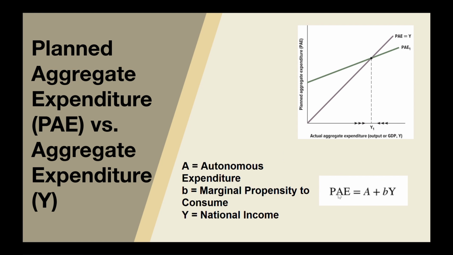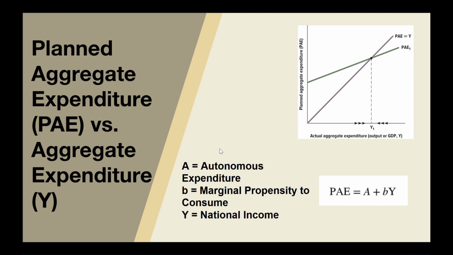As we can see here, the PAE graph can also involve an equation that has its own different components when we're talking about planned aggregate expenditure. This equation involves PAE equaling A plus BY, with A meaning autonomous expenditure, B standing for marginal propensity to consume, and Y meaning national income.